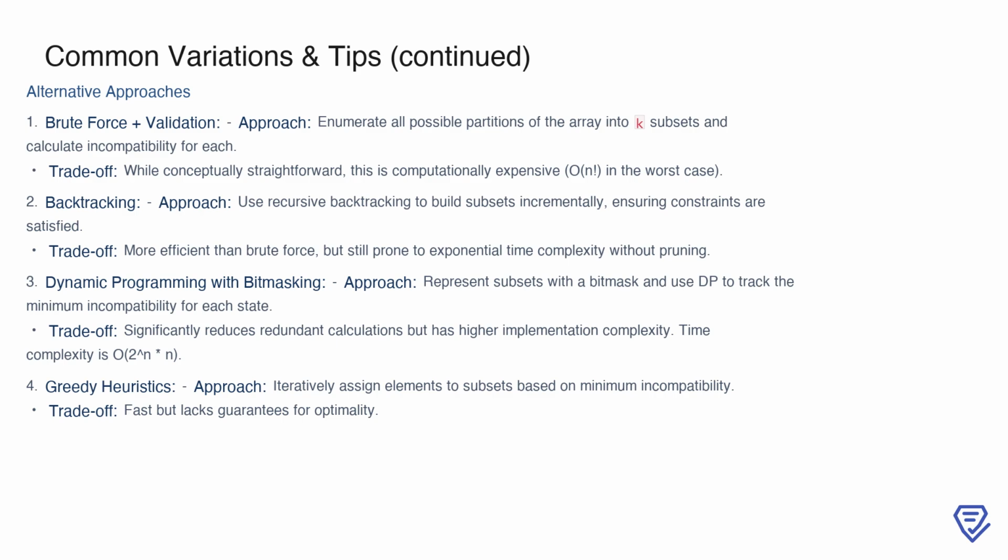Dynamic programming with bit masking is another option. Here, subsets are represented using bit masks, and DP is used to track the minimum incompatibility for each state. This approach significantly reduces redundant calculations but comes with higher implementation complexity and a time complexity of 2 to the power of n times n. Lastly, greedy heuristics can be used to assign elements iteratively based on minimizing incompatibility. While this method is fast, it doesn't guarantee an optimal solution, making it less reliable for certain cases.